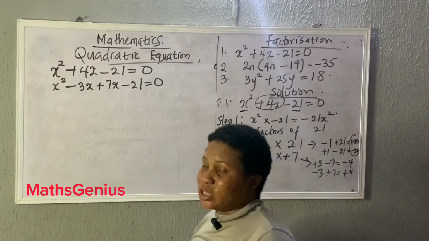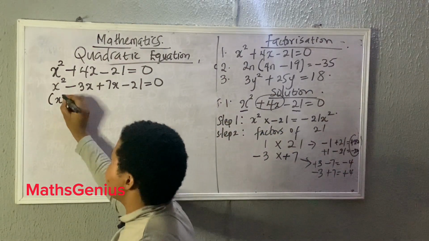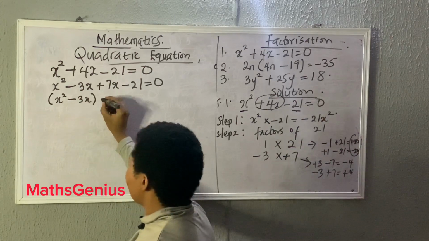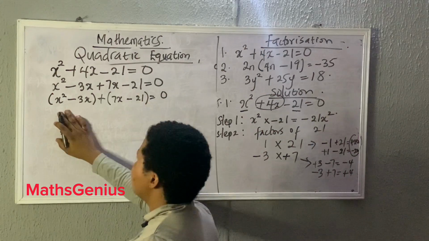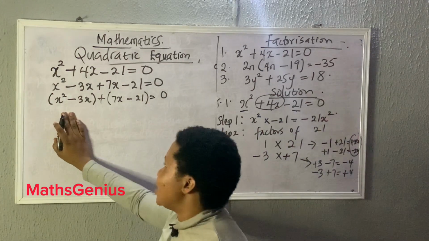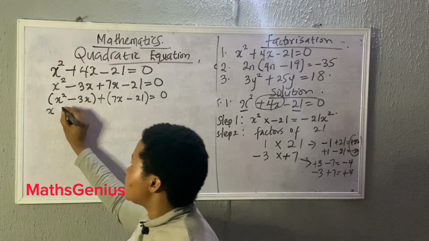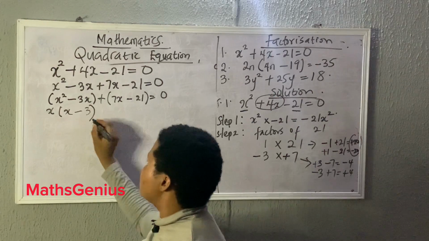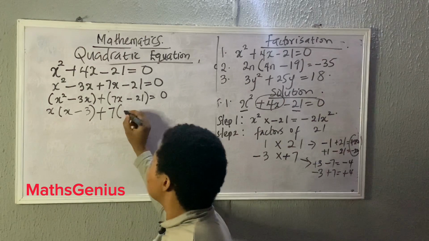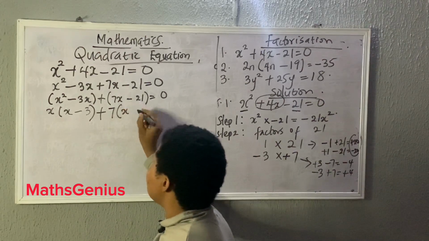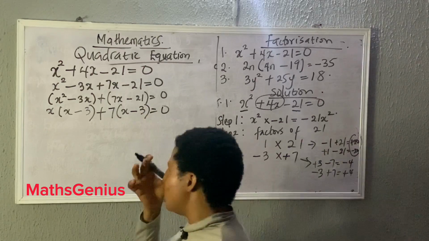Now we have this. The next thing for us to do is group them into 2. So we have x squared minus 3x, plus 7x minus 21. For the first part, something is common. X is common to x squared minus 3x, so we have x minus 3. Plus something is also common to this, which is 7. X, plus times minus is minus. 7 and 21, that will give us 3, equals 0.